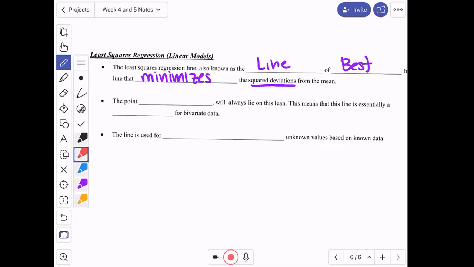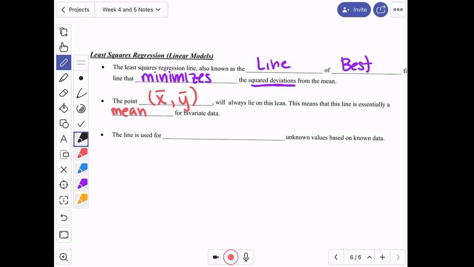You always have the point X bar, Y bar on this line. This line will always have the point X bar, Y bar, which means you will always have the mean of X on the values and the mean of Y. And there'll be a point that sits on the line. It's essentially a mean for bivariate data. That's what you're really looking at. You're looking at a mean for bivariate data. That's what this line is.